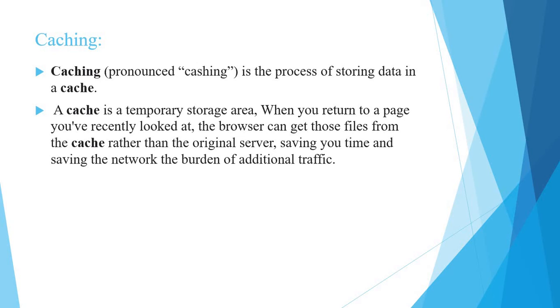What is caching? Caching is the process of storing data in a cache. A cache means storing the data in memory. A cache is a temporary storage area. When you return to a page you have recently looked at, the browser can get those files from the cache rather than the original server, saving you time and saving the network from additional traffic.